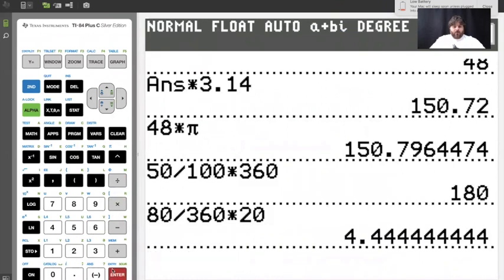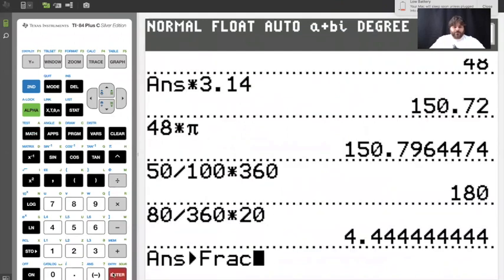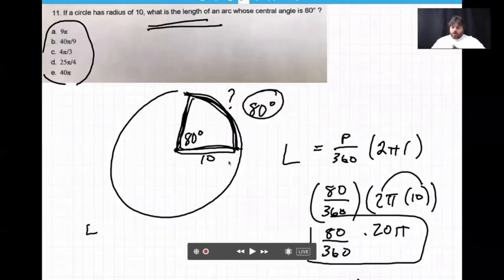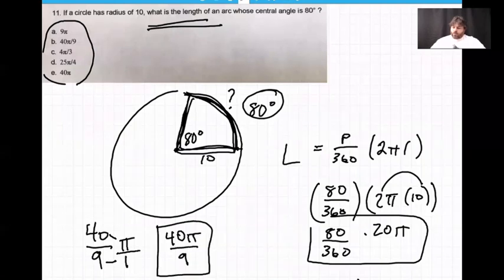That gives me 4.44444444. Now, if I want to make that into a fraction, I just say math fraction. So enter, enter. 40/9 is the fraction that I get there. So I get 40/9 times pi. Now remember, pi is just a fraction like pi over 1. Pi over 1 is the same thing as pi. So when I multiply the tops and the bottoms here, I get 40 pi over 9. But just realize that 40 pi over 9 is the same thing as 40/9 pi. You can either write the pi off to the side, or you can write it up top. In this case, we see that it's 40/9 pi. So answer choice B is going to be our answer.